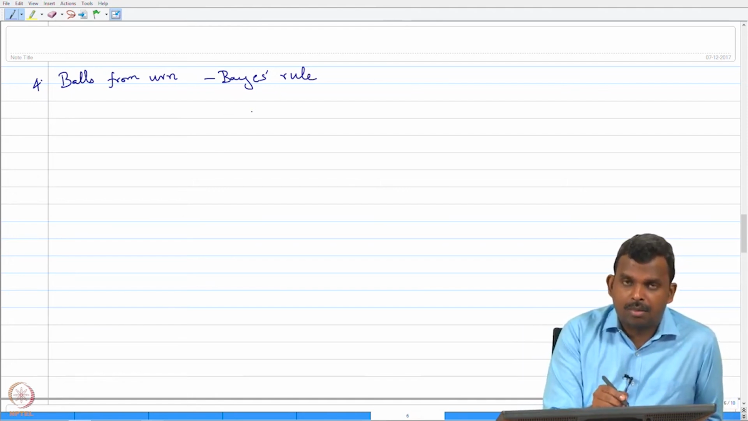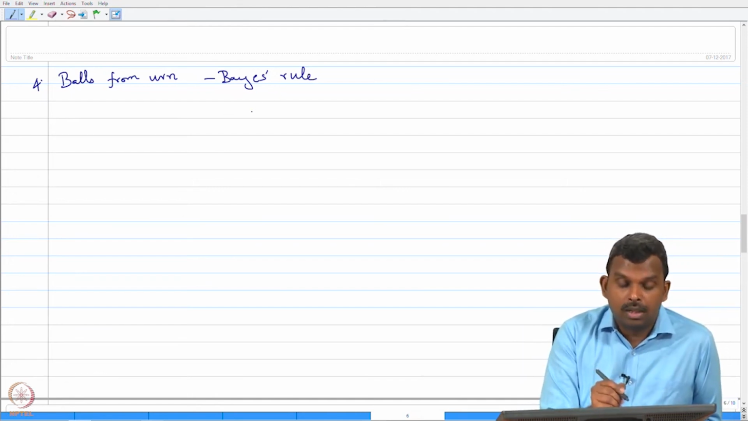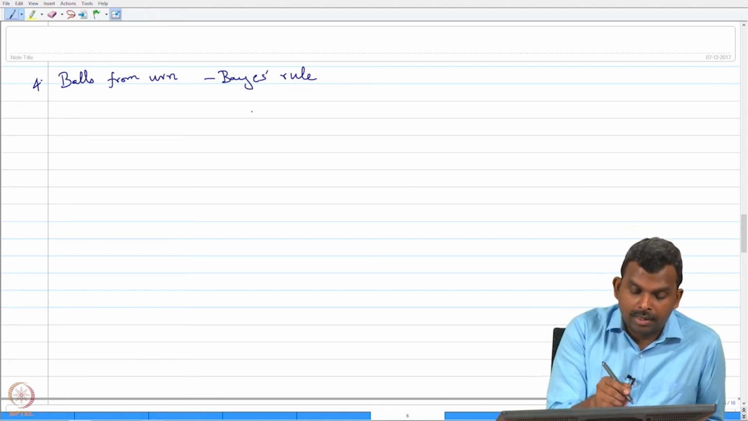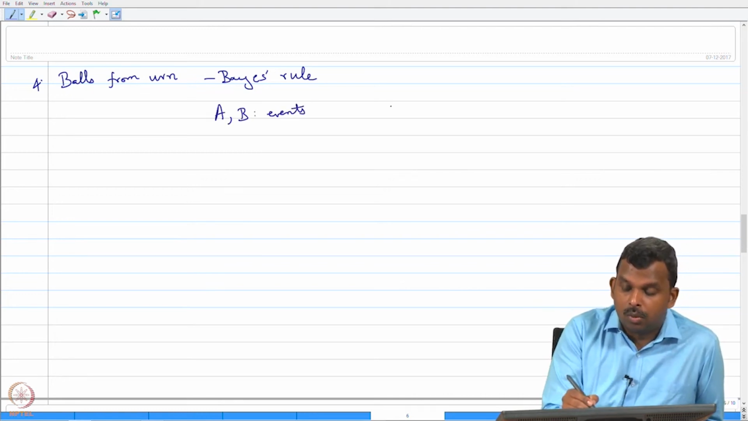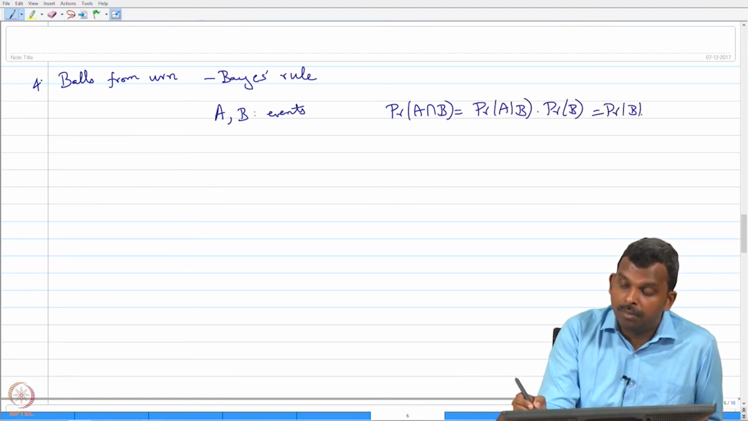I'm sure you would have looked at Professor Arvind's lectures on Bayes' rule. You know what the actual rule is. If you have 2 events A, B, the rule basically equates 2 ways of calculating A intersect B, which is probability of A given B times probability of B, and it is also probability of B given A times probability of A.